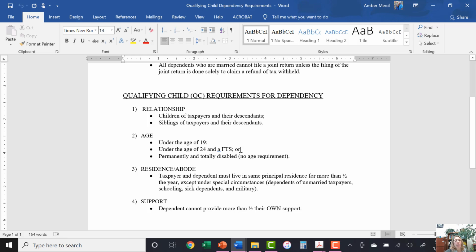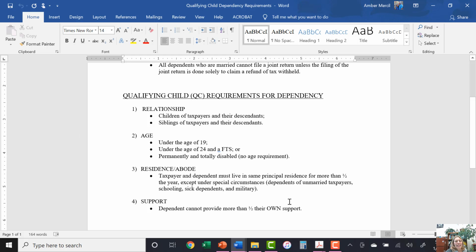What does full-time student mean? It just means that you attend school full-time for at least 5 months out of the year. And time spent away from home at school is considered time at home. That's when this residence in a bold place comes back. So you can qualify under the age rule in 3 ways for qualifying child.